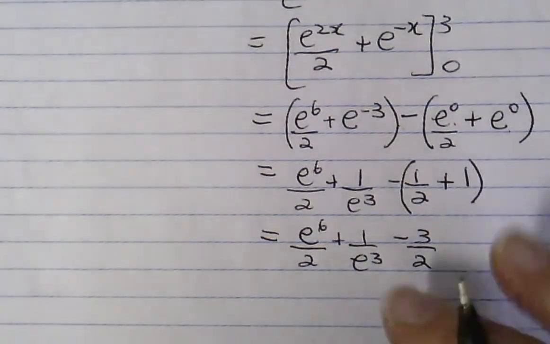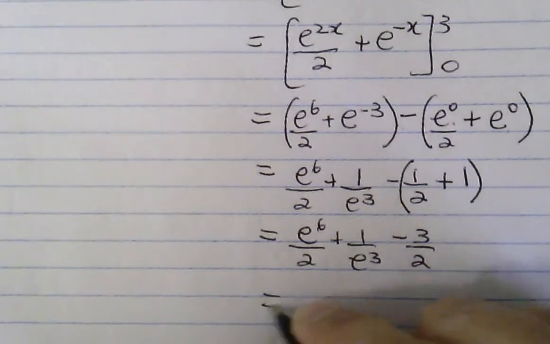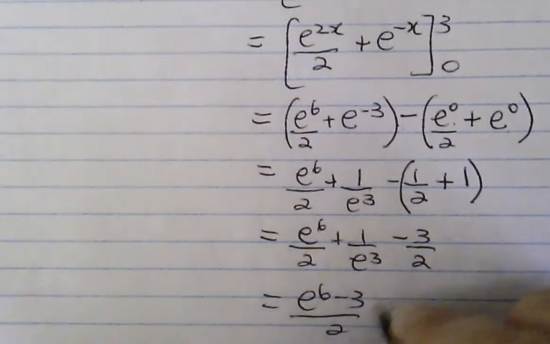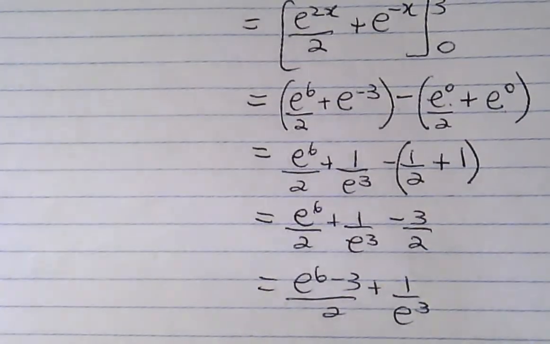Okay, you can write part of it with a common denominator. I don't know if I'd do it all with a common denominator. You could, I suppose, write it as e to the 6 minus 3 over 2 plus 1 over e cubed, if you want. But that's the exact value.